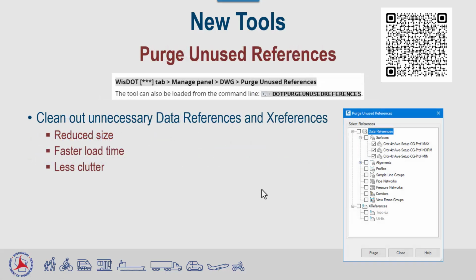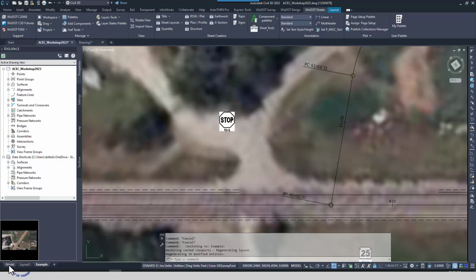We added a new tool called Purge Unused References. So the purpose of this tool is to help you identify and quickly remove any references that just aren't being used in the drawing. It's a good way to keep your file sizes down, keep your drawings loading faster because they don't have to go looking for those references, and just eliminates some clutter in your drawing. So let's go ahead and demonstrate this tool.